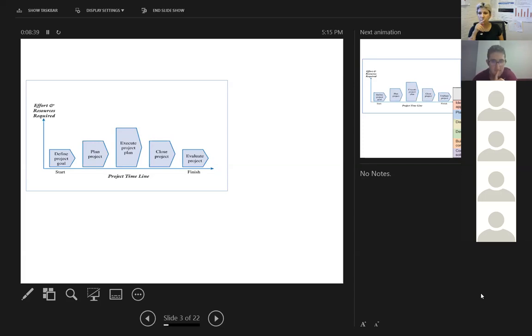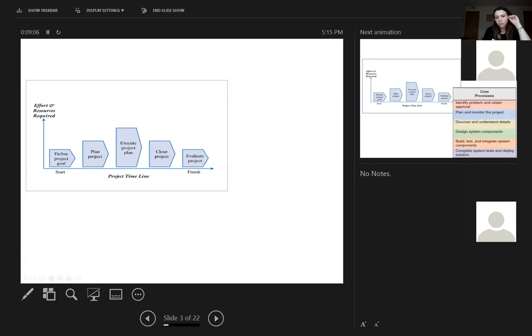Which one of them is taking the most time and resources? The execute project plan phase. Why do you think that's the case? It has the largest vertical length in the effort and resources required bar graphs. In general, why do you think execution is taking so much time? Because that's when you're actually doing it. Beforehand, you're just planning it, and afterwards, it looks like you're just closing the project. Exactly. Perfect. So execution is taking a lot of time.